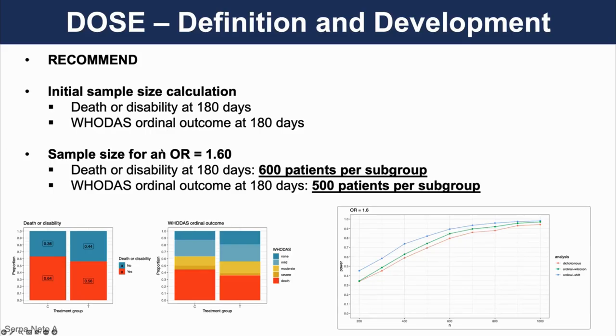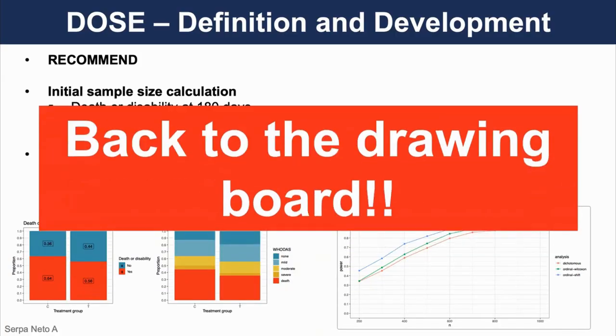And considering a sample size for an odds ratio of 1.6, which is not a modest effect size, it's a very optimistic effect size, we ended up with a sample size that would be, if we use death or disability, 600 patients per subgroup. And if we used WHODAS, it would be 500 patients per subgroup. So you all know that ECMO trials are really difficult to perform, and 600 patients or 500 patients per subgroup would be very, very difficult. So we had to go back to the drawing board and start considering different outcomes.